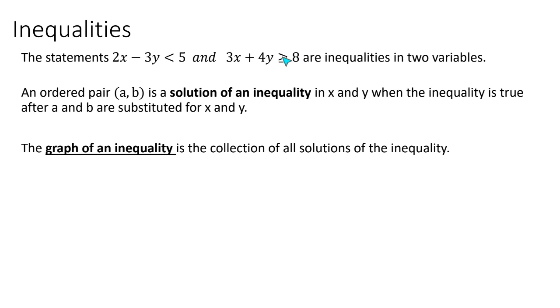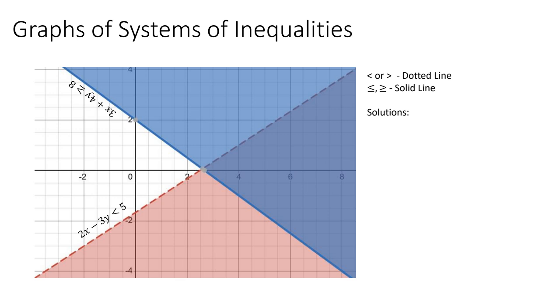These are two examples of inequalities. An ordered pair is going to be a solution to an inequality if it's true once we substitute those values. Then we're going to collect all the solutions for those inequalities by shading the graphs, and you'll see that in a second.